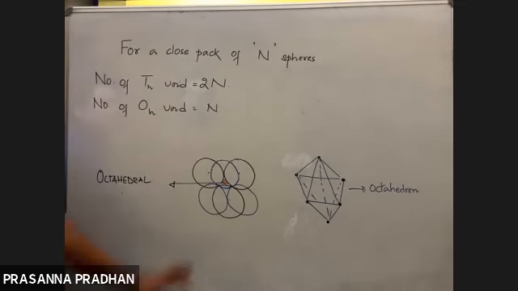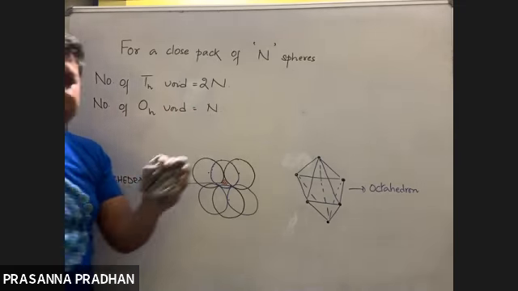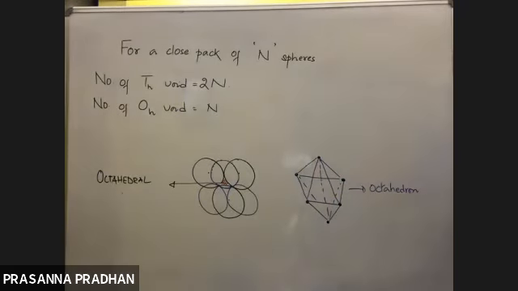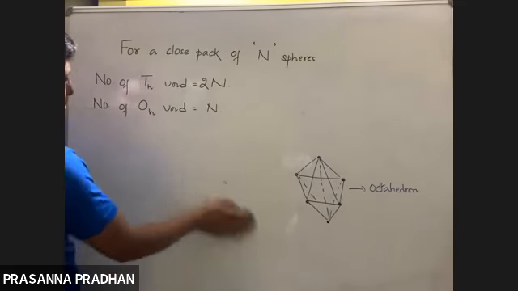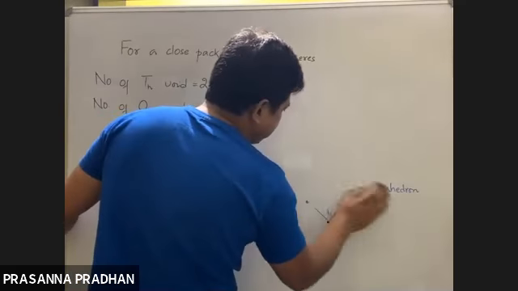So that means in an FCC arrangement, how many spheres will be there in total? Tell me. 4. So with 4 spheres, the total number of tetrahedral voids will be 8. And the total octahedral voids will be 4 only. So if there are 4 spheres, the octahedral voids are the same number as the spheres, and the tetrahedral voids are twice the number of spheres. Okay, fine. So you need to remember this.